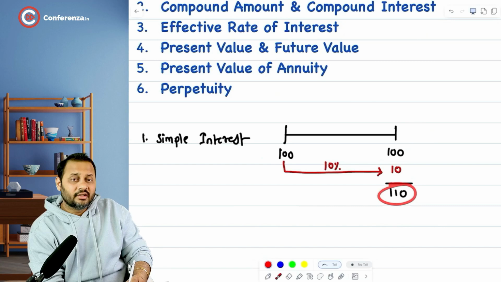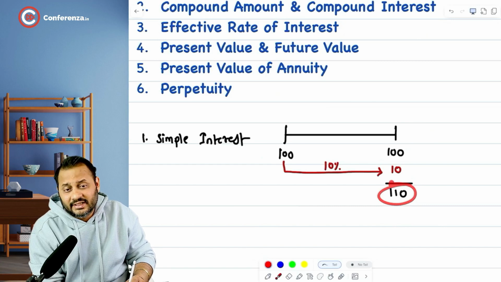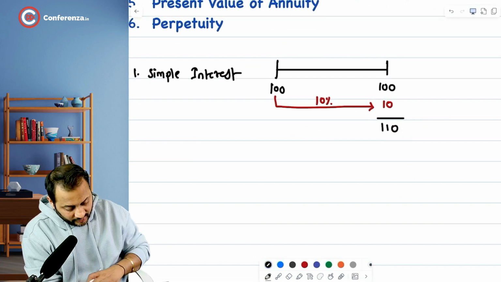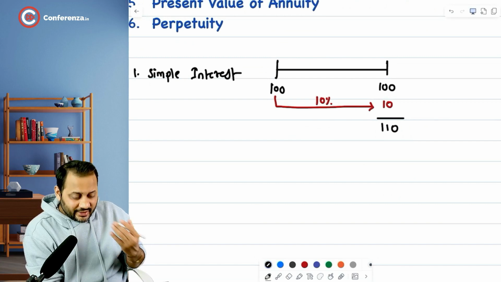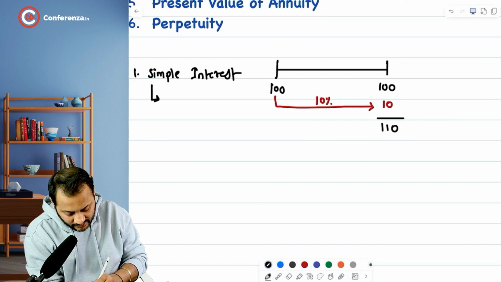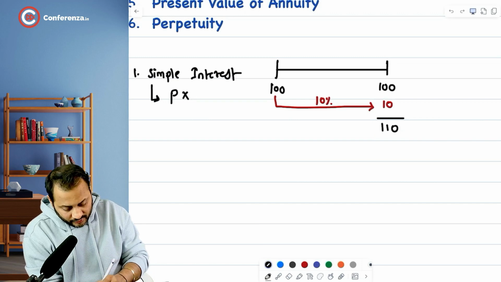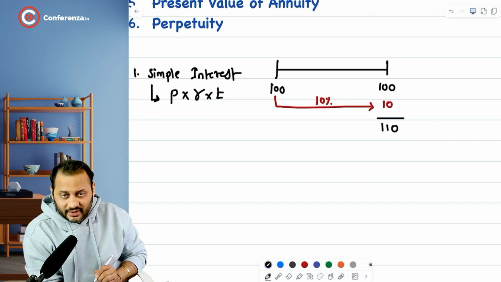Now this is nothing but what we can call the time value of money, right? So let's create a formula for this. What is the simple interest? That 10 rupees, how did you calculate the 10 rupees? It's very simple. You took the principal amount and you applied a rate of interest on it. Because it was for only 1 year, the timing was 1 year only.